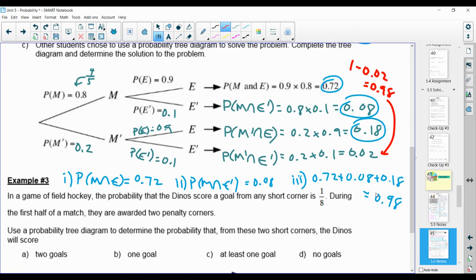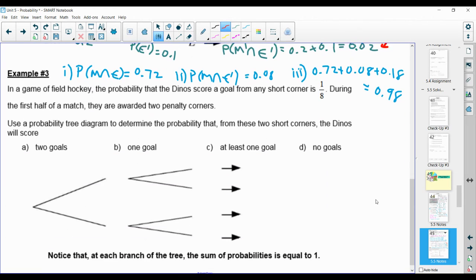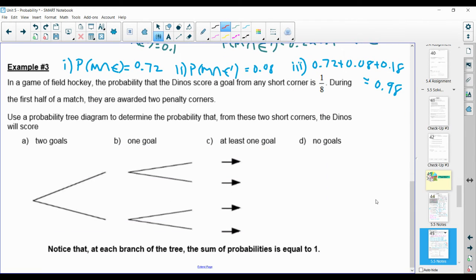All right, so let's take a look at another tree diagram question. This may be a time where you want to choose to pause the video, try the question, and then come on back, but we're going to work through it here right away.